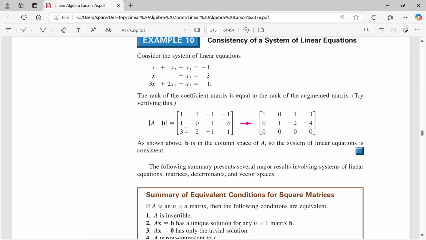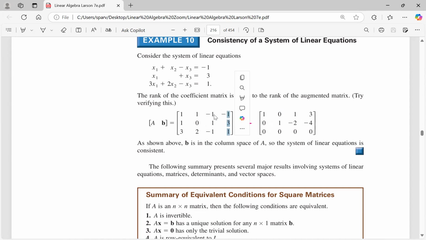Again, the column space of A: 1, 0, 0 means the first column, and the second column is this one. Those two make a basis, right? Because they're bases for the column space. And remember, that means every other column is a linear combination of only column 1 and column 2. So that's how we know this is consistent.